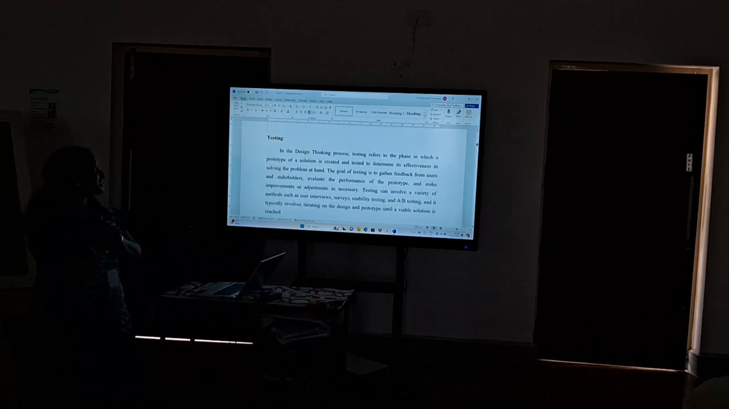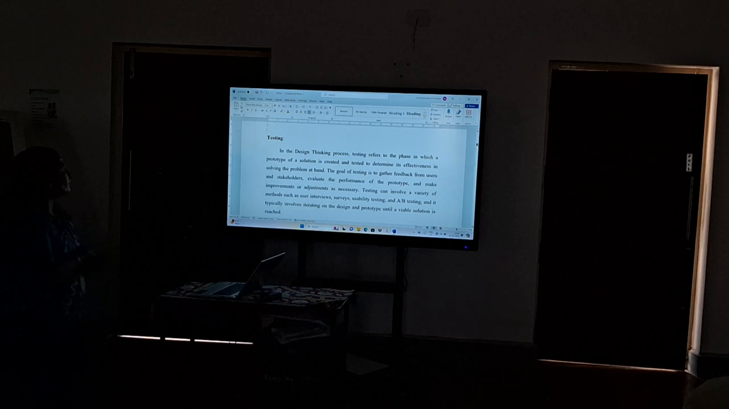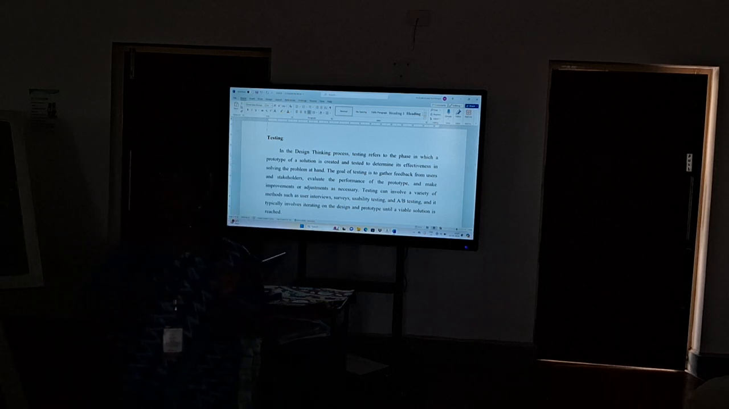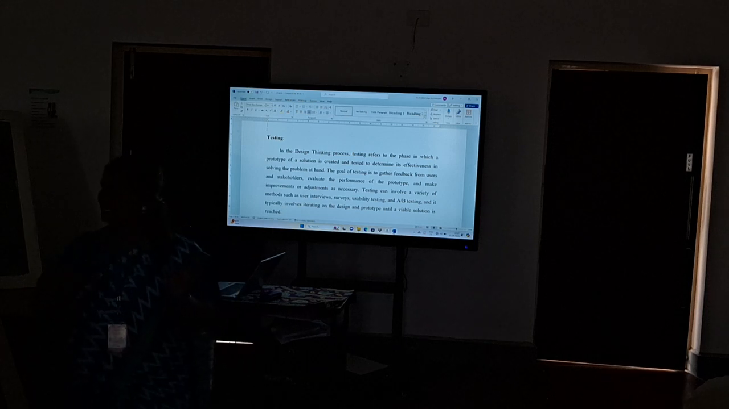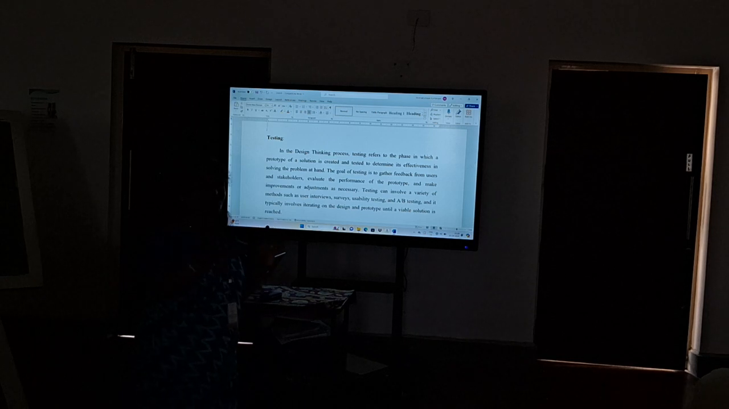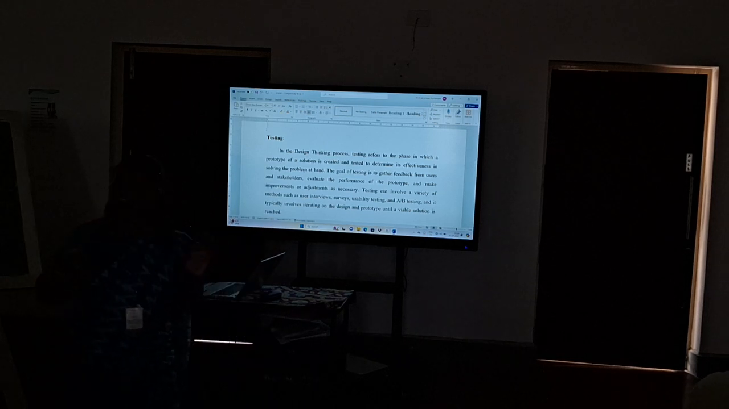So what is testing? Testing refers to the phase in which the prototype of a solution is tested. In the prototype phase, we are creating a model, a visual representation of our idea or the solution, which will be tested as the next phase.